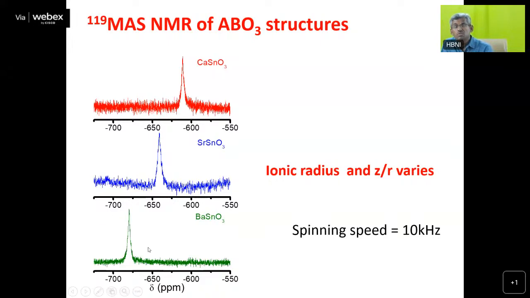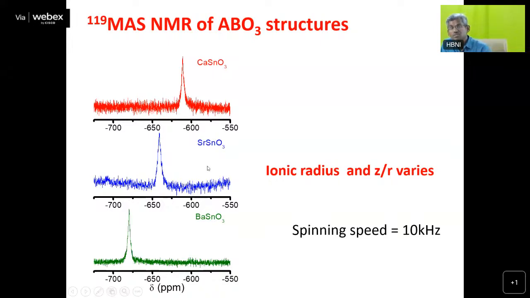Incidentally, the tin also will get more and more electron density and it gets shifted to more and more negative values. That is why, if you go from calcium stannate to strontium stannate to barium stannate, and of course electronegativity also decreases, we will get more and more shielding.